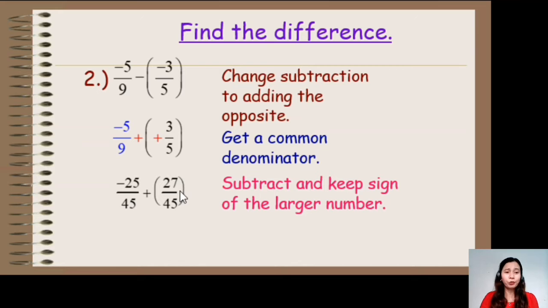Since we have different signs, it means we're going to subtract. And we must copy the sign of the larger number or the bigger absolute value. 27 minus 25, that is 2. Why is it positive? Because 27 is greater than 25. Positive 2. Then copy the denominator, which is 45.